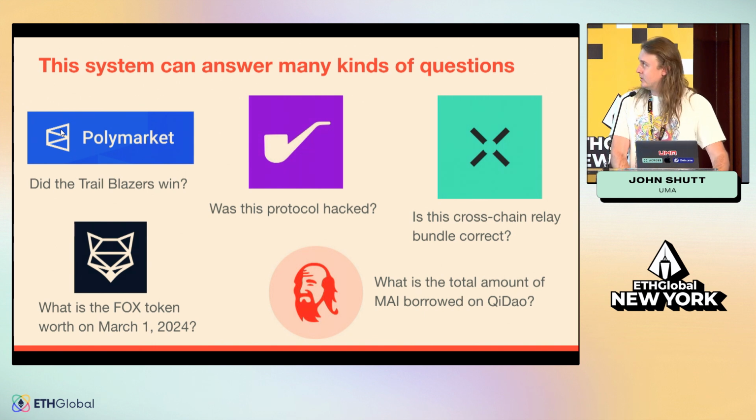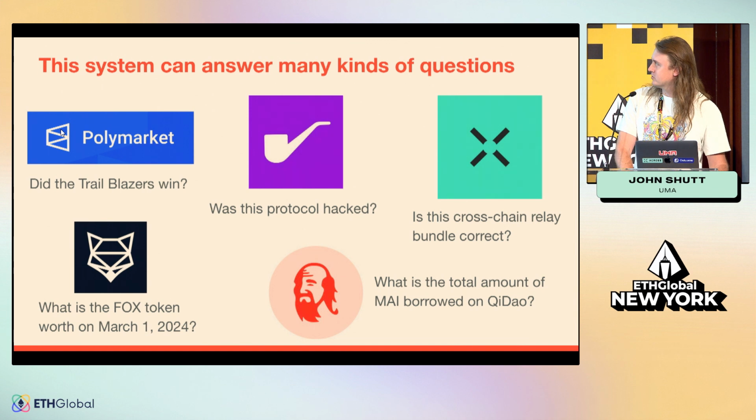So it can work for all kinds of questions. Polymarket uses us, so you can do natural language prediction market stuff. You can do insurance protocols. You can do on-chain derivatives. You can do different fundraising mechanisms. You can verify a whole bundle of cross-chain data, which is what Across does.